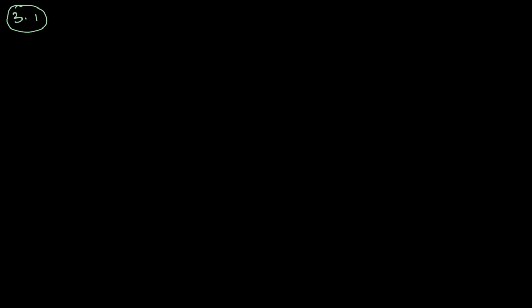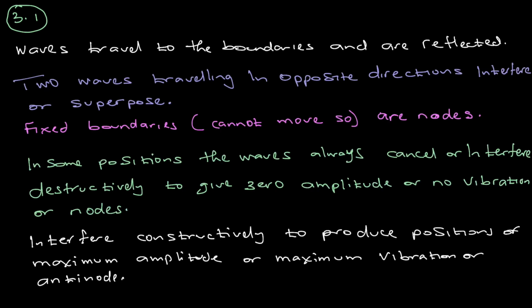Question 3.1. Explain how a stationary wave is produced when a stretched string is plucked. Waves travel to the boundaries and are reflected. Two waves traveling in opposite directions interfere or superpose.